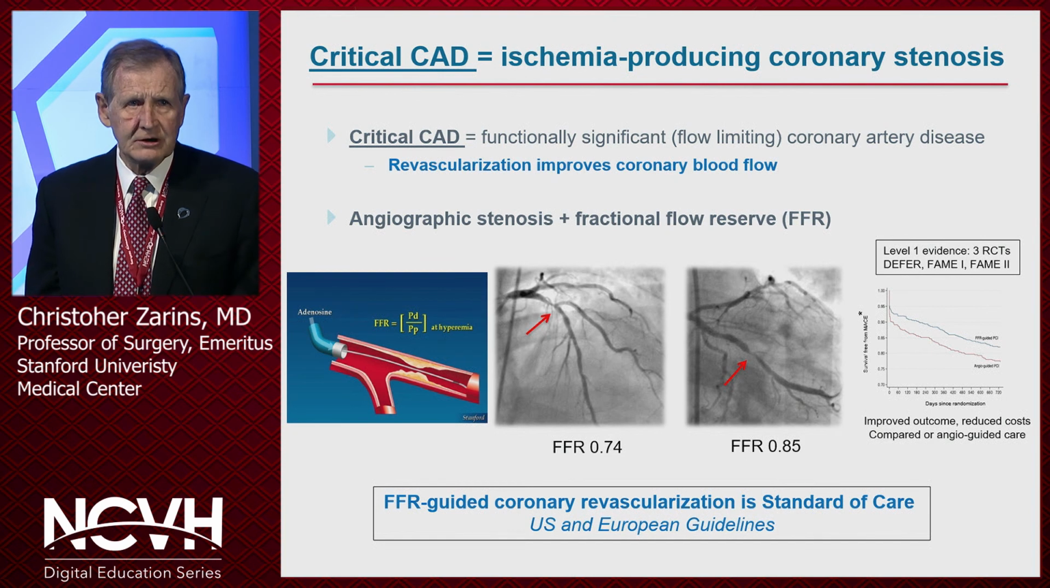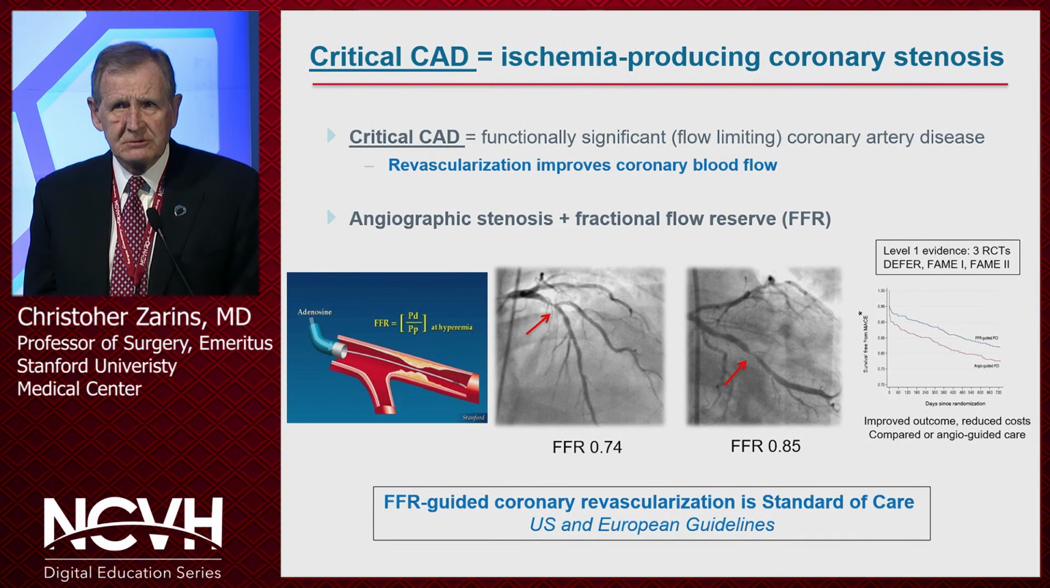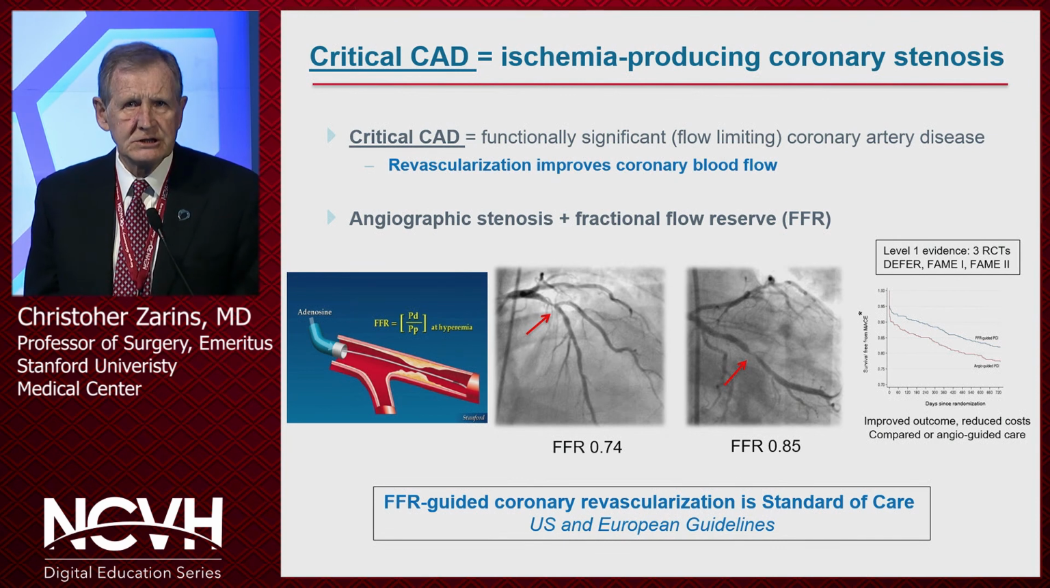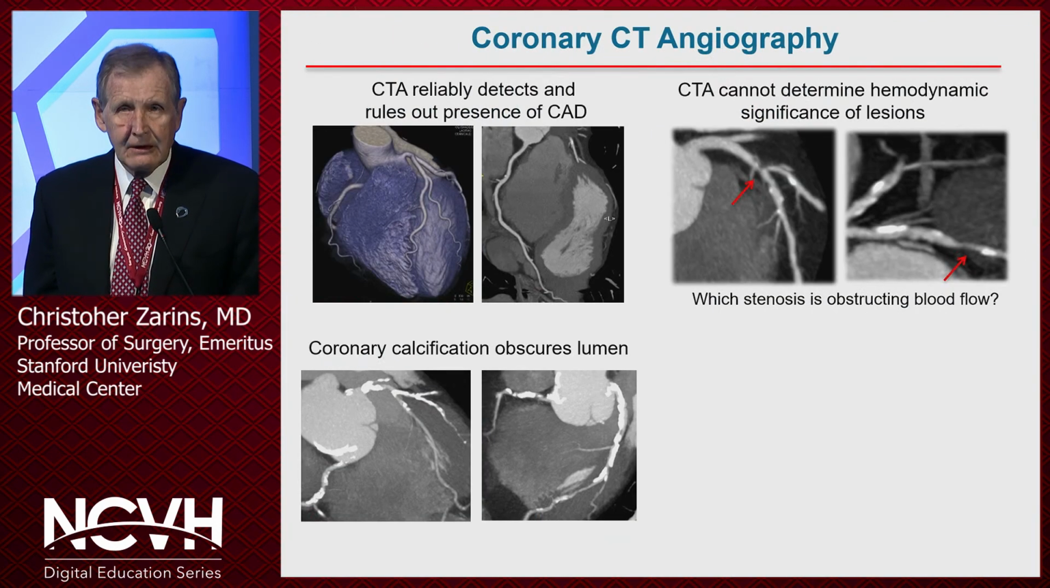So FFR is measured in the cath lab with a pressure wire, and it's distal pressure divided by proximal pressure under conditions of maximum hyperemia, which is given by adenosine. This is like an ankle brachial index for the heart. If it's less than 0.8, it's significant and it would benefit from a stent. This has been proved very, very well in the coronary literature, and this is on the guidelines of standard of care. Well, can you do this now non-invasively?